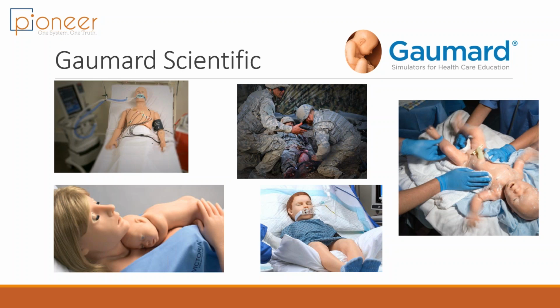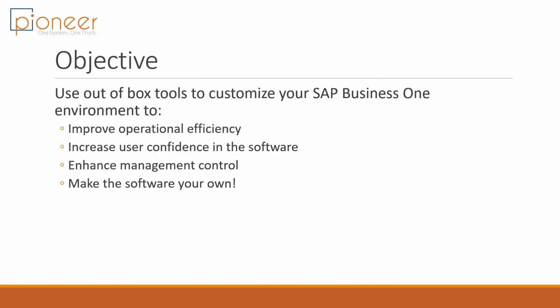And we've had to make a lot of adjustments and customizations to SAP Business One to make it work for us. At the same time, we explore and use as many out-of-the-box features as we can from the software. So today, I want to go over some of the tools that we've used in the software to improve operational efficiency, increase user confidence in the software, enhance some management control, and make the software Gaumard's software. So it's SAP Business One, but with a Gaumard twist on it.